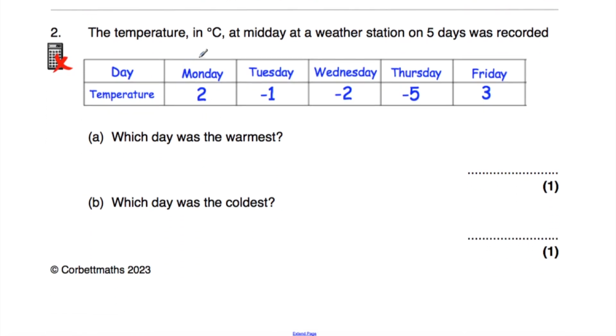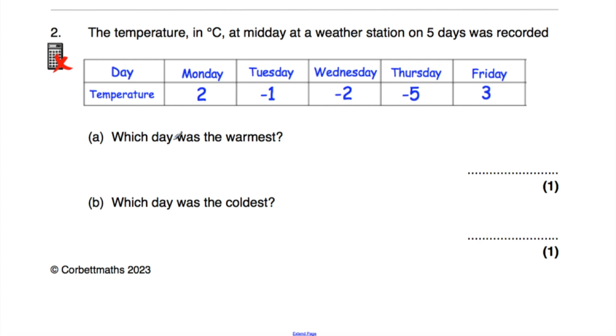Okay, our next question, number 2. Question number 2 says the temperature in degrees Celsius at midday at a weather station on 5 days was recorded. So we've got Monday, Tuesday, Wednesday, Thursday, Friday, and these are the temperatures in degrees Celsius. On Monday at midday, it was 2 degrees Celsius. On Tuesday, it was -1 degree Celsius. On Wednesday, -2 degrees Celsius. On Thursday, -5 degrees Celsius. And on Friday, 3 degrees Celsius.